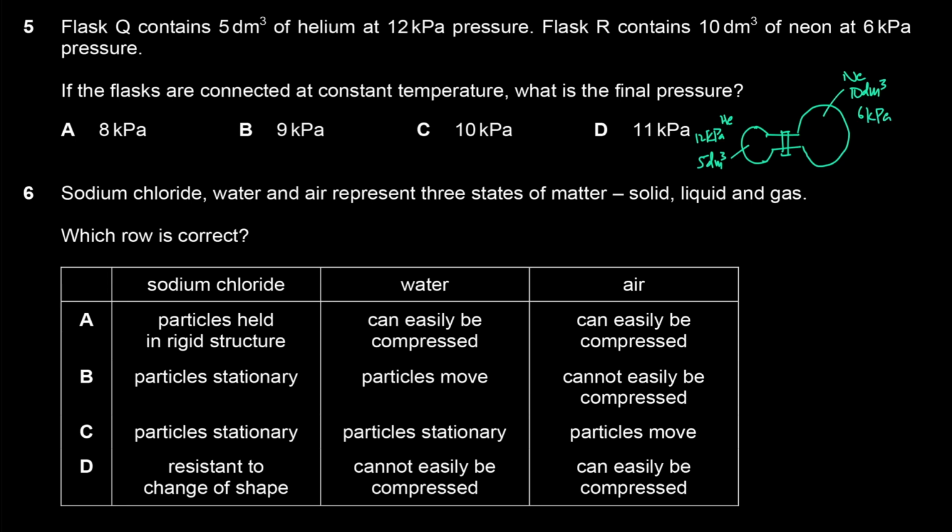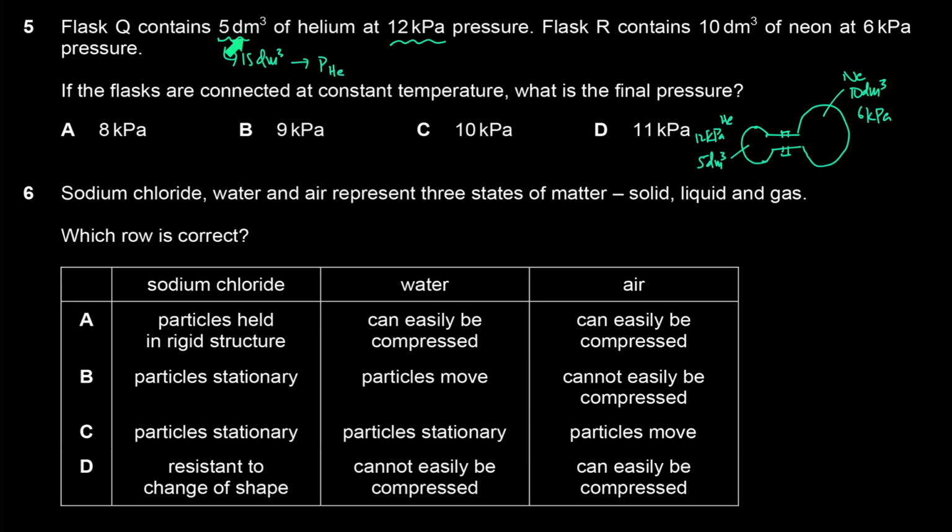Now the easiest way to solve this is this. What we've done is we're opening the flasks, connecting the two flasks, and now we're allowing each of these gases to occupy 15 decimeter cube. Now if you look at helium, in 5 decimeter cube it had a pressure of 12 kilopascals. Now in the new 15 dm cube flask, what is the partial pressure of helium? Can someone tell me?